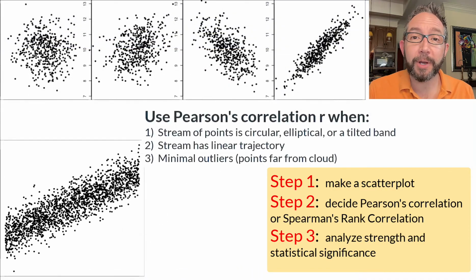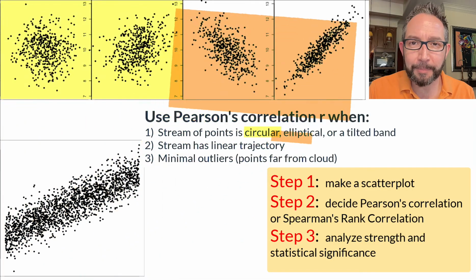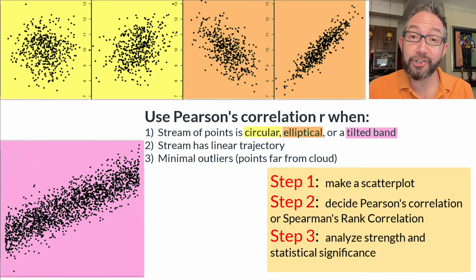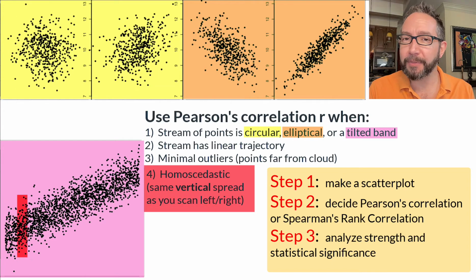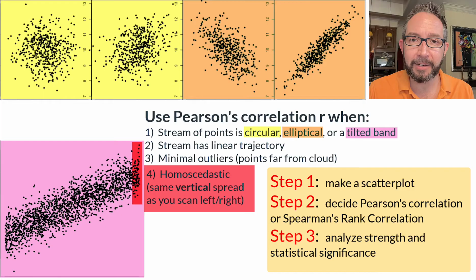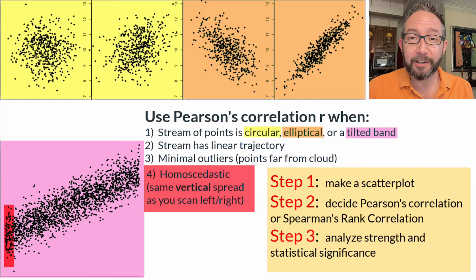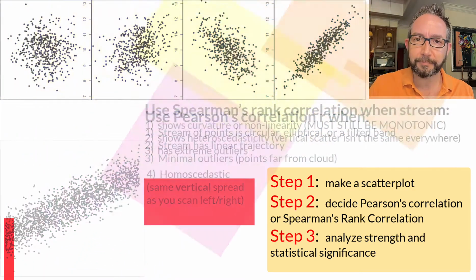So a quick review of when Pearson's correlation is appropriate. When we look at the scatter plot, if we see a stream of points whose shape is well described by a circle, an ellipse, a vertical band where the trajectory is linear, there's very few outliers, and the point cloud is homoscedastic, meaning that the vertical spread up and down is about the same everywhere you look left to right. When we have all of those things, Pearson's correlation shines when it comes to describing the strength of the relationship and then also doing statistical testing.